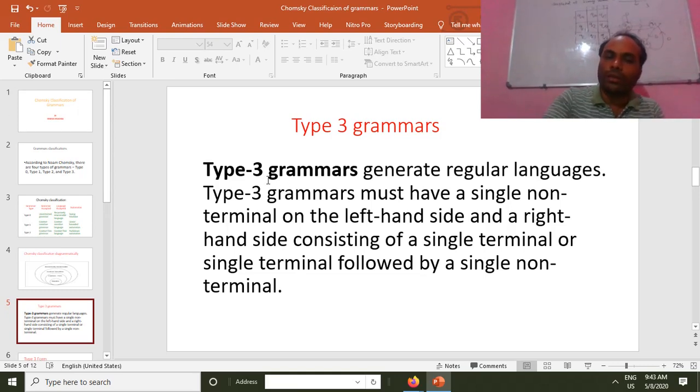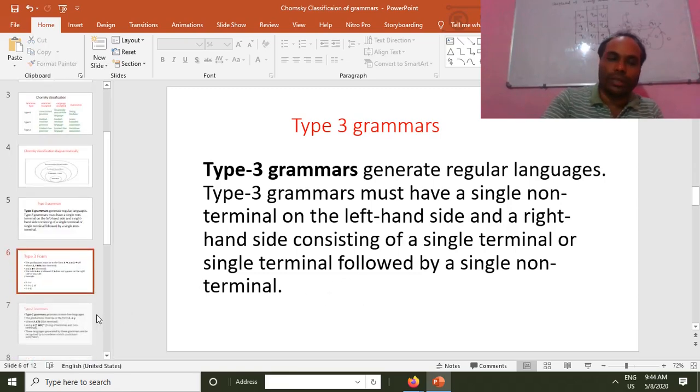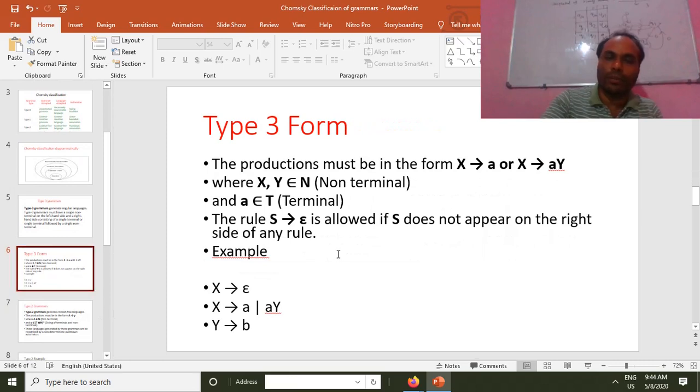If you are talking about type 3, these type 3 grammars are accepted by the finite automata. So it is a basic type of grammar. In this grammar, it must have a single non-terminal on the left hand side and a right hand side consisting of a single terminal, or a single terminal followed by a single non-terminal. So basically the representation is like this. You have to see here the type 3 representation. The production is like this, capital X, and the right hand side is either small a or small a followed by capital Y.